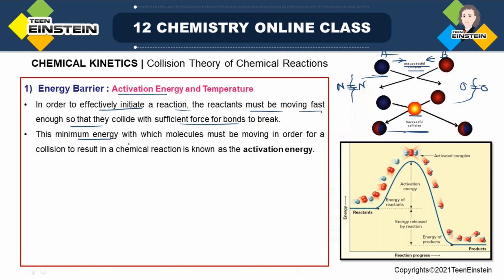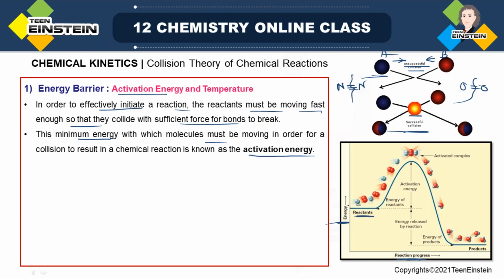So the minimum energy with which molecules must be moving in order for a collision to occur in a chemical reaction, that minimum energy is called activation energy. Now look at this energy profile diagram. On the Y-axis we have taken energy, on the x-axis we have taken reaction progress.